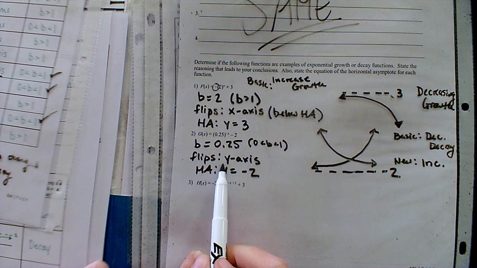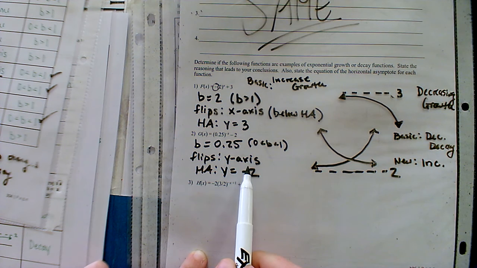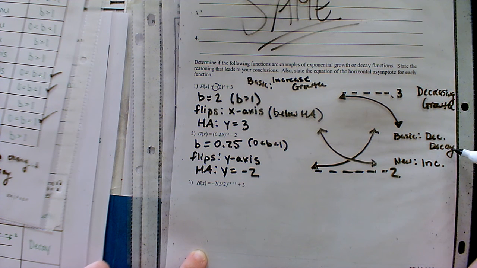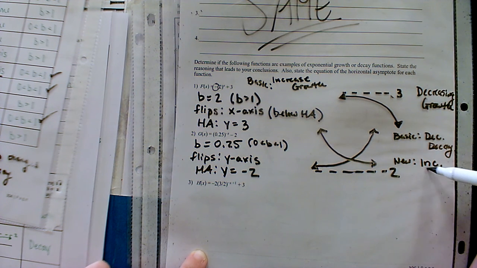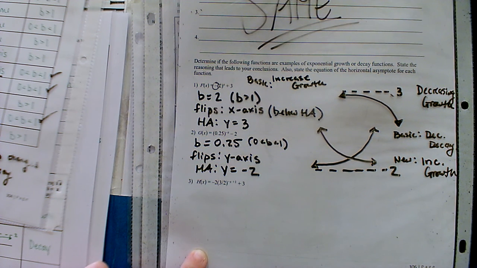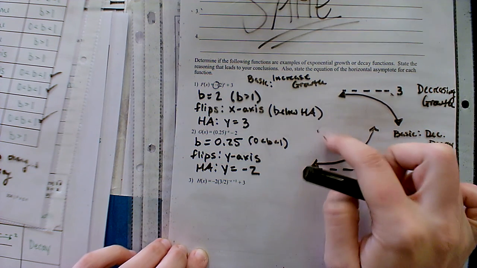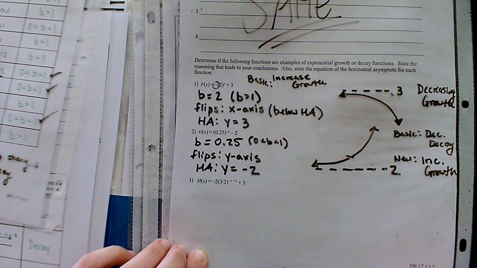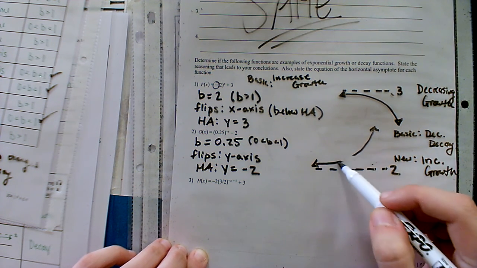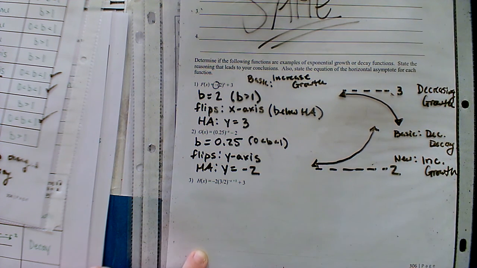We also identified that we have a y-axis flip. So that's actually going to change the decay or growth nature. So if it starts as decay, it's going to change to growth. So between these two options, we need an increasing growth. That would be the one that goes up to the right.